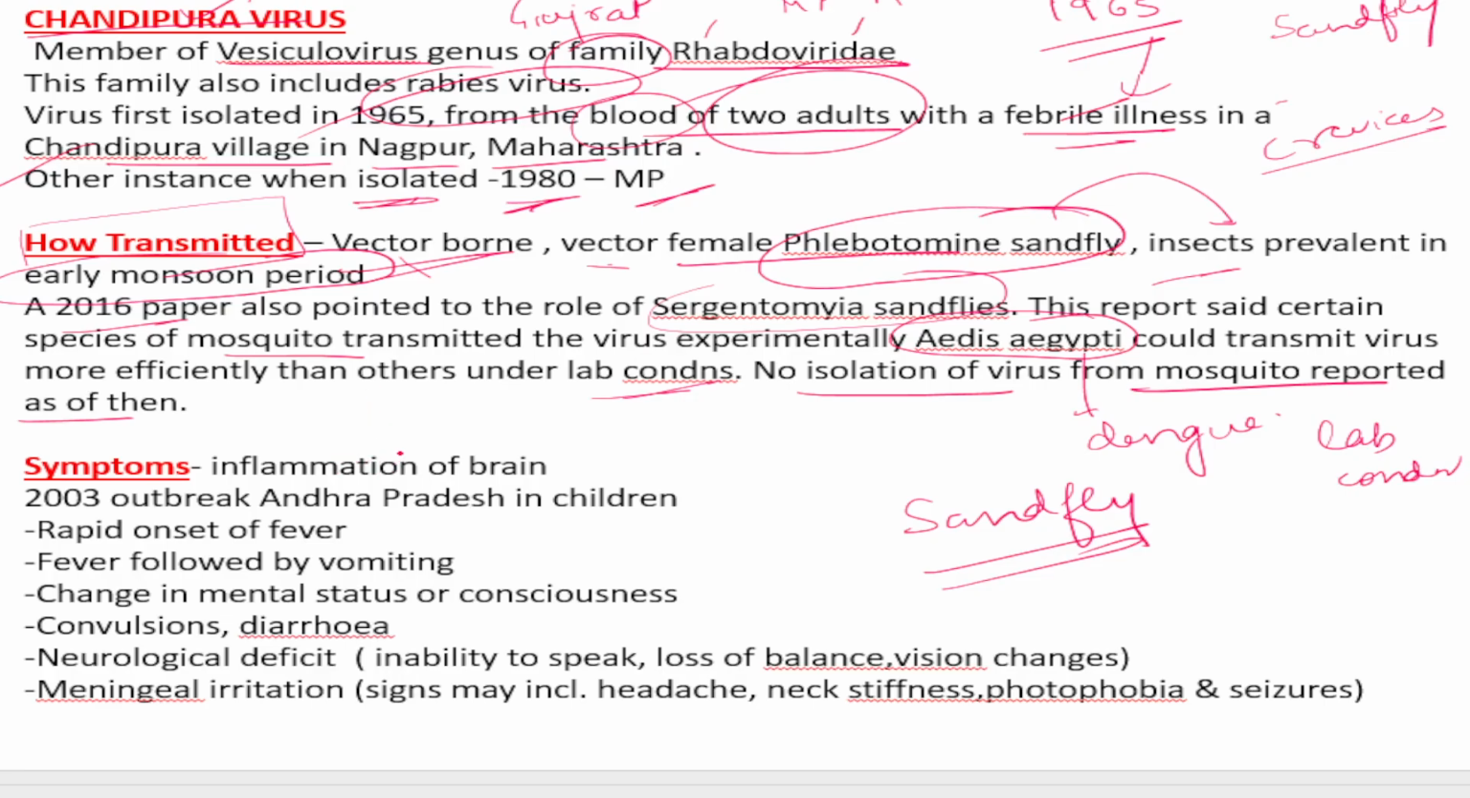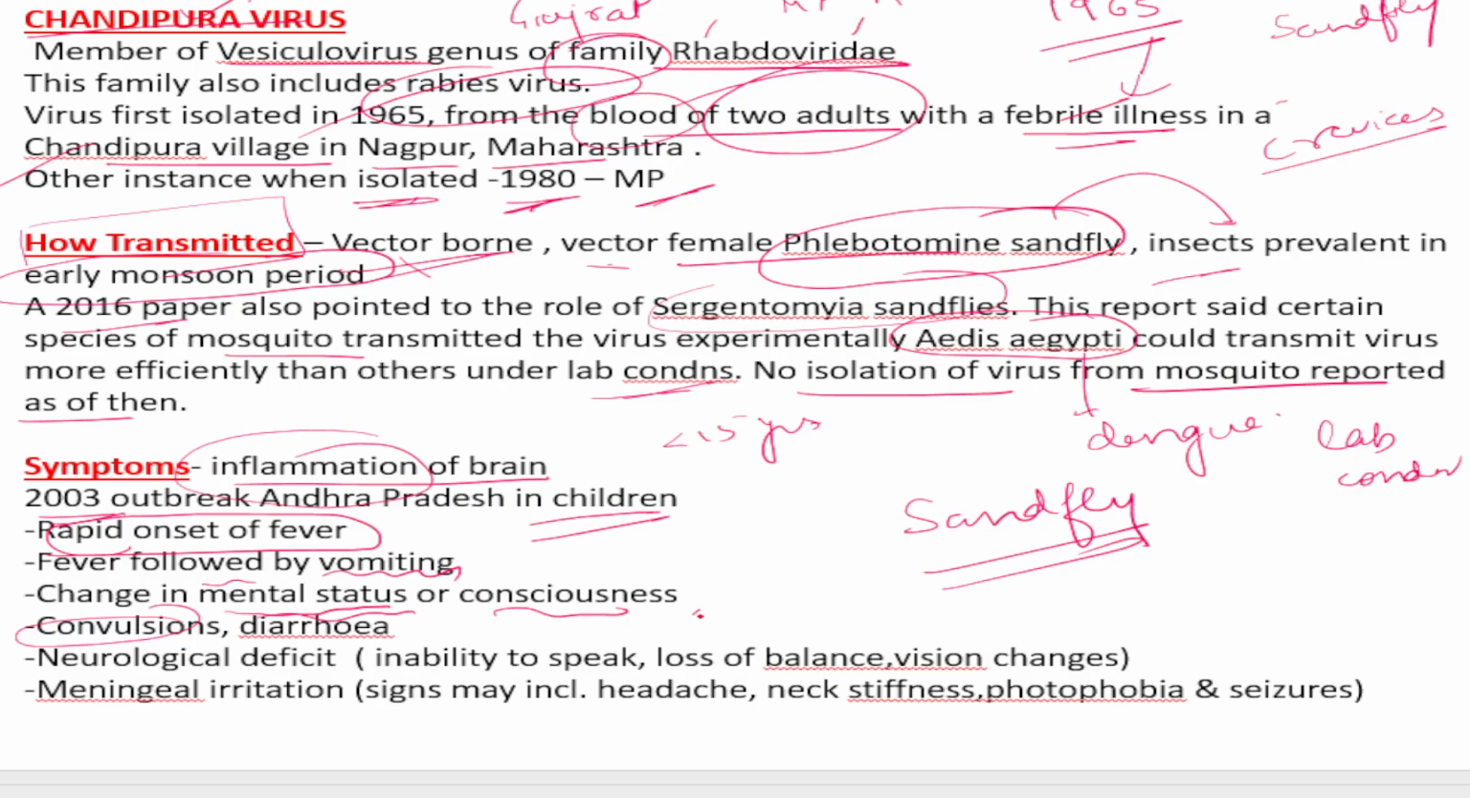Now what are the symptoms? It causes inflammation of the brain, that is encephalitis. So it causes inflammation of the brain. Now earlier outbreak of this disease had been in the year 2003 in children. It affects children, mostly less than 15 years of age. Now the symptoms include rapid onset of fever, then fever followed by vomiting, also change in the consciousness or mental status.